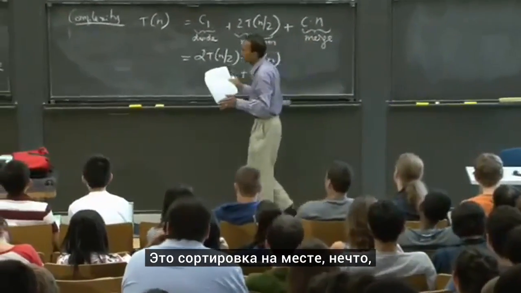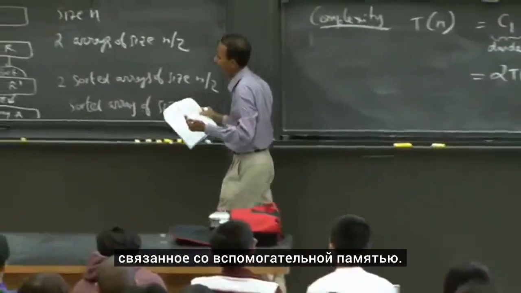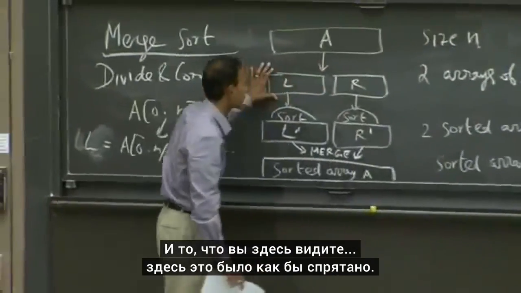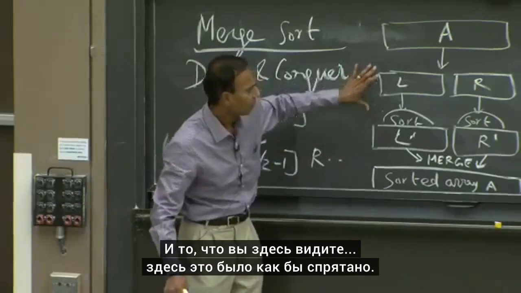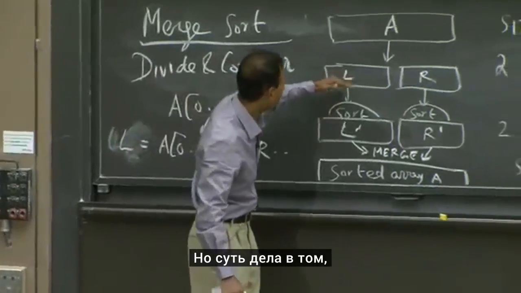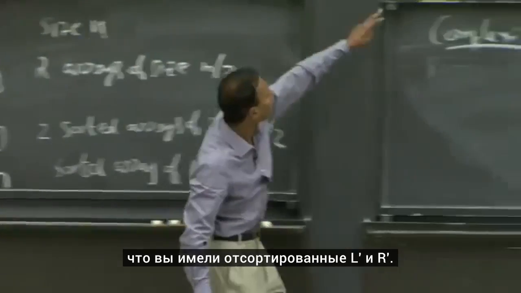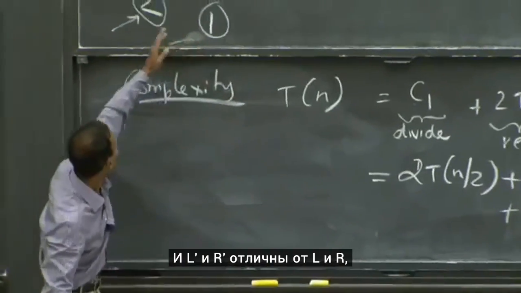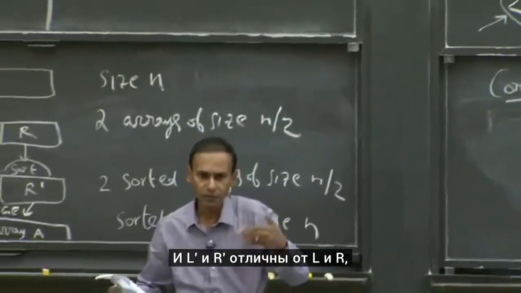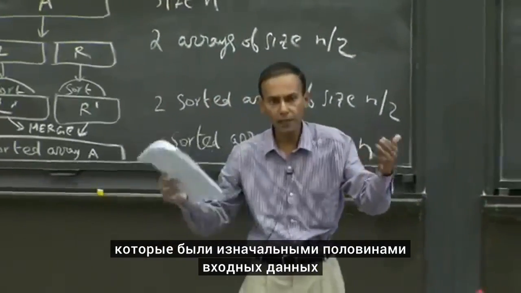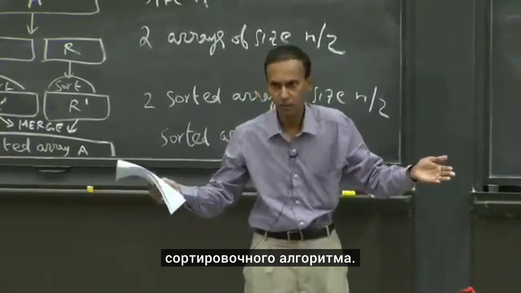It's in-place sorting, something that has to do with auxiliary space. And so what you see here, and it was a bit hidden here, but the fact of the matter is that you had L prime and R prime, and L prime and R prime are different from L and R, which were the initial halves of the inputs to the sorting algorithm, right?